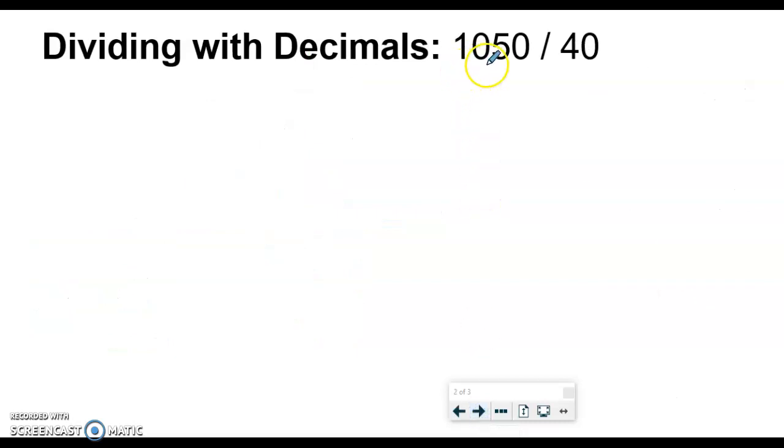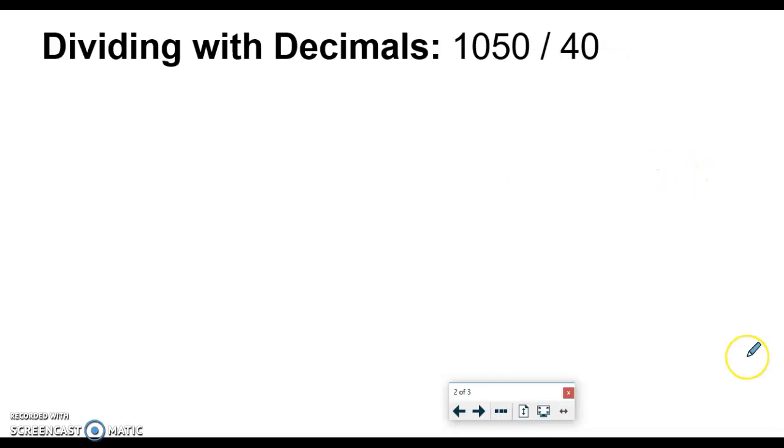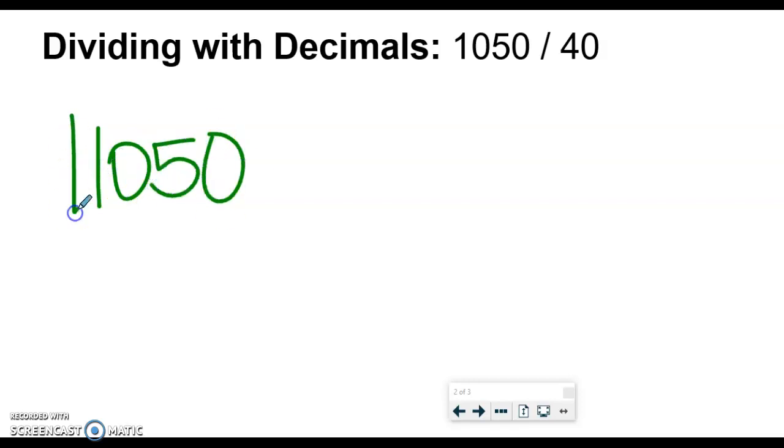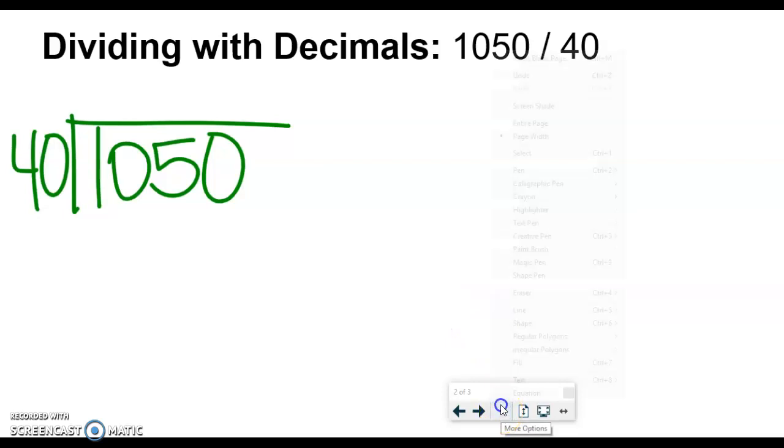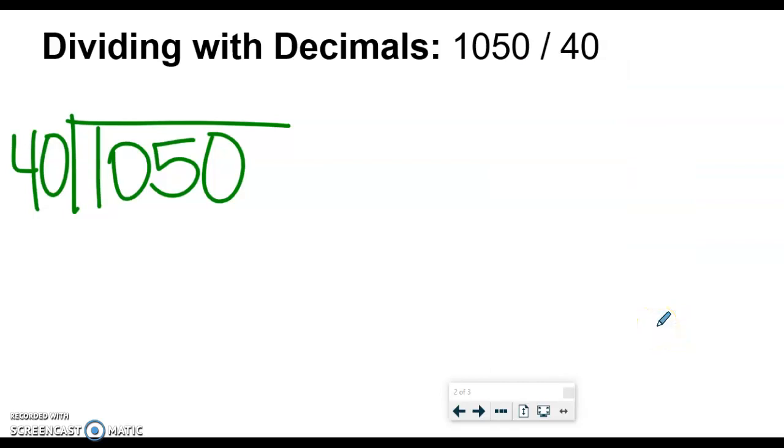Here we have 1,050 divided by 40. So let's set that up for ourselves. 1,050 divided by 40. Okay, now I'm going to start here with the 1. Okay, I'm going to switch my color. Okay, can 40 go into 1? No, so I'm going to put a 0 there. Okay, can 40 go into 10? No, because 40 is larger than 10. Can 40 go into 105?